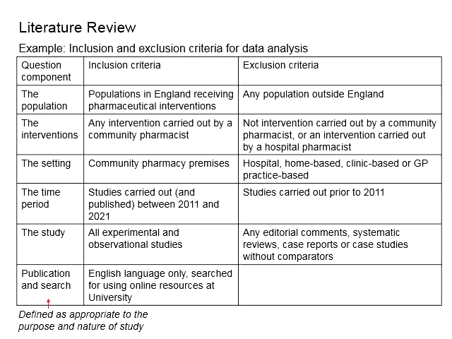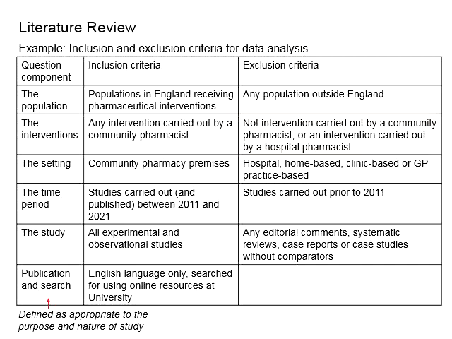For example, if you are looking at the components of the questions, such as the population, your inclusion criteria will be the populations in England receiving pharmaceutical interventions. The exclusion criteria will be the populations outside England. Let's say now you're talking about these pharmaceutical interventions. Then you will need to consider the inclusion and exclusion criteria. You will only consider those interventions carried out by a community pharmacist. Other than that, it will be excluded.